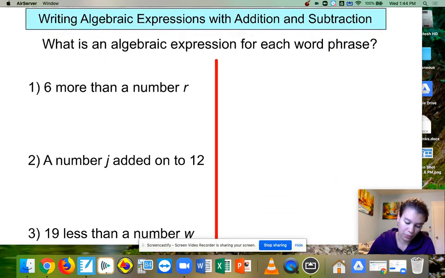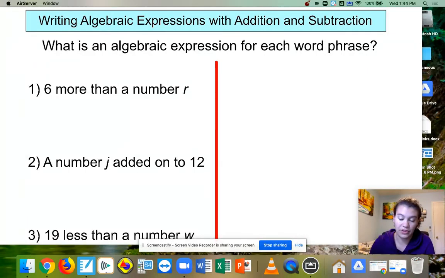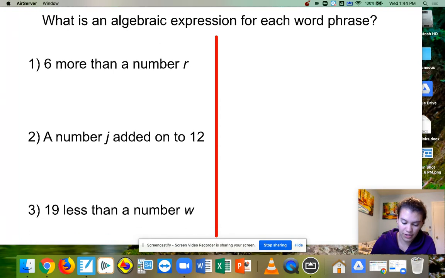So writing algebraic expressions with addition and subtraction. For each of these phrases, we want to write out what it is algebraically. So if you have 6 more than a number, you want to figure out what does that mean? Is it adding, subtracting, multiplying, or dividing? More than was on our list for addition, so we're adding. And we're 6 more than r. So r is going to come first because that's what we're starting with. And then we're 6 more than that.